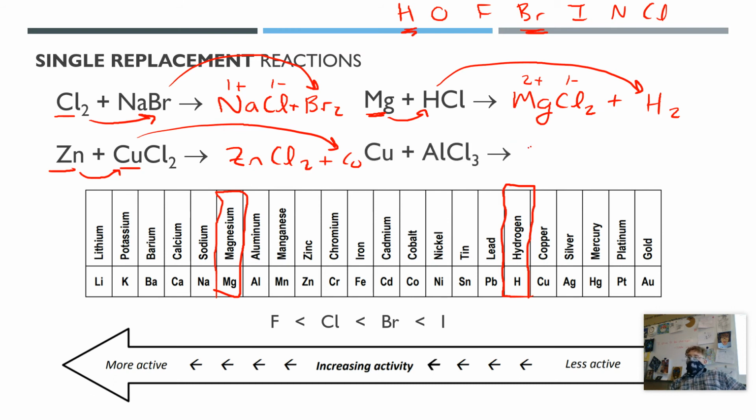All right. And now we have copper. And we want to know, can it displace aluminum? Copper is a metal. Can it displace aluminum from aluminum chloride? So we have aluminum right there, and we have copper right there. What are my products going to be?